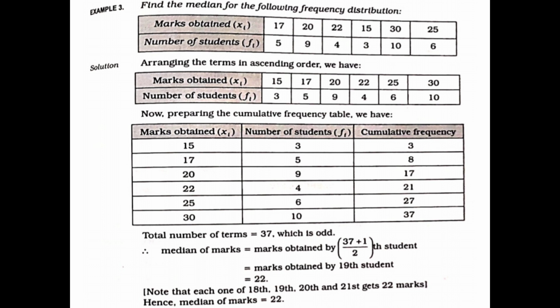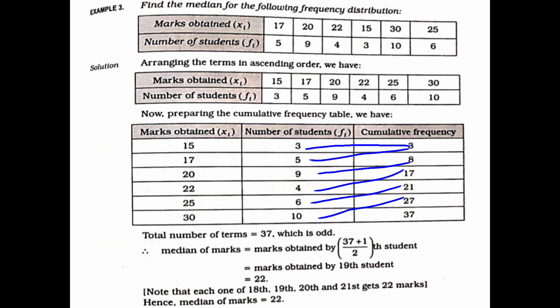Cumulative frequency we cannot simply do. First you write the first number of students, 3. Then you add the second term: 3 plus 5 is 8, so we write 8. Again 8 plus 9 is 17, 17 plus 4 is 21, 21 plus 6 is 27, 27 plus 10 is 37. So finally we got 37. The total number of terms is equal to 37.